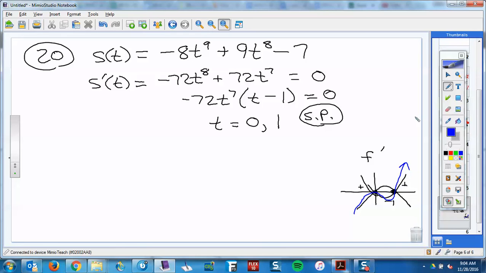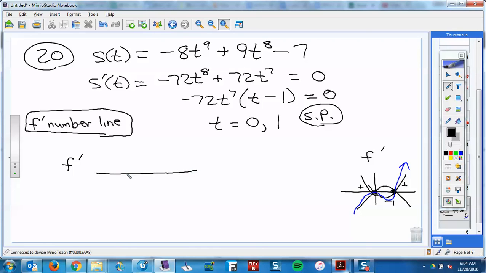Well, here's how we're going to do it. We're going to do what we're going to call an f prime number line. You're going to do a ton of these this year. We're going to label it, and we're going to put a 0, and we're going to put a 1 there. Whenever you're doing chart stuff, this is what you're going to do. We're trying to mimic the information we had when we had f prime graphs.